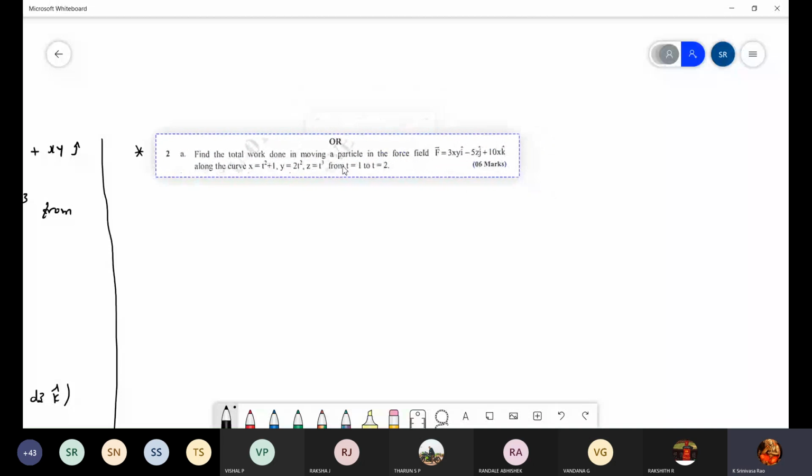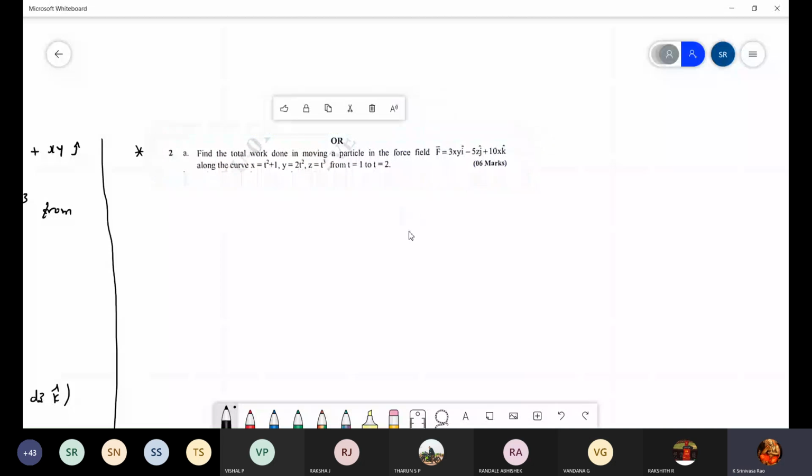Yes, this is question 2A for 6 marks. Is it clear? Any questions? Find the total work done in moving a particle in the force field F equals 3xy i cap minus 5z j cap plus 10x k cap, along the curve x equals t squared plus 1, y equals 2t squared, z equals t cubed, from t equals 1 to t equals 2. 6 marks.